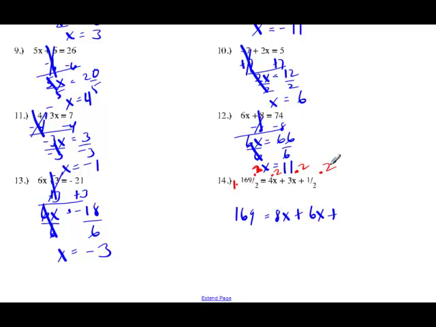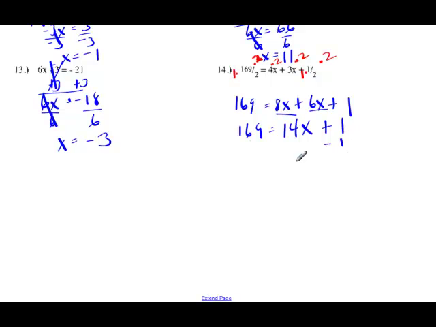All right, 2 on top, 2 on the bottom. So 2 divided by 2 is 1. And 1 times that 1 on the top is just 1. And there our fractions are gone. But now notice I have 2 sets of x's over here, so I have to combine like terms. So I have 169 equals 14x plus 1. And now it's a two-step equation. So get rid of the number part first. Opposite of 1 is negative 1. So I have 168 equals 14x. Of course, just like all the rest, with the number in front of the variable.